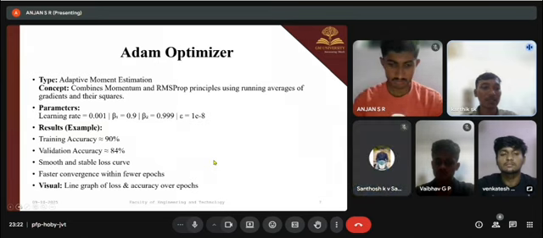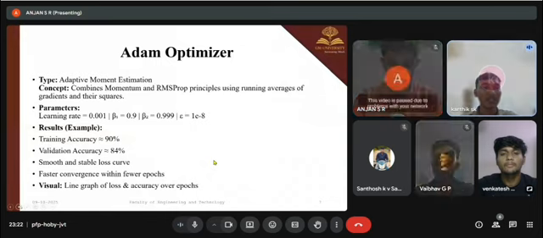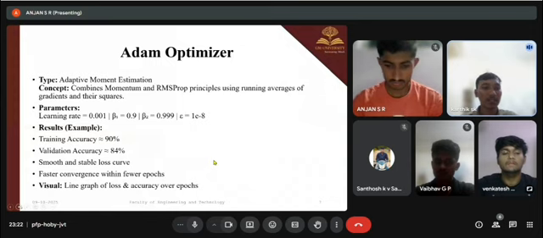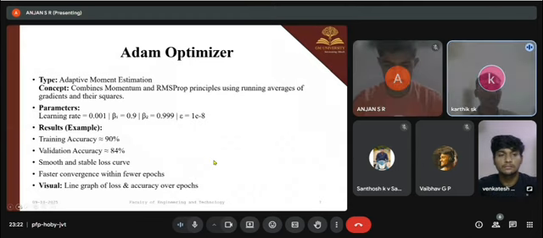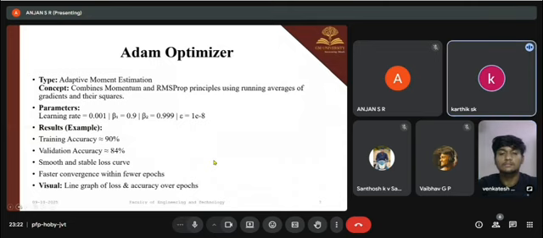Next is the result. For example, if our training accuracy is 90% and the validation accuracy is 84%, smooth and stable loss curves will be formed in the charts, with faster convergence within fewer epochs, where epochs are the passes over the dataset we use in our training.